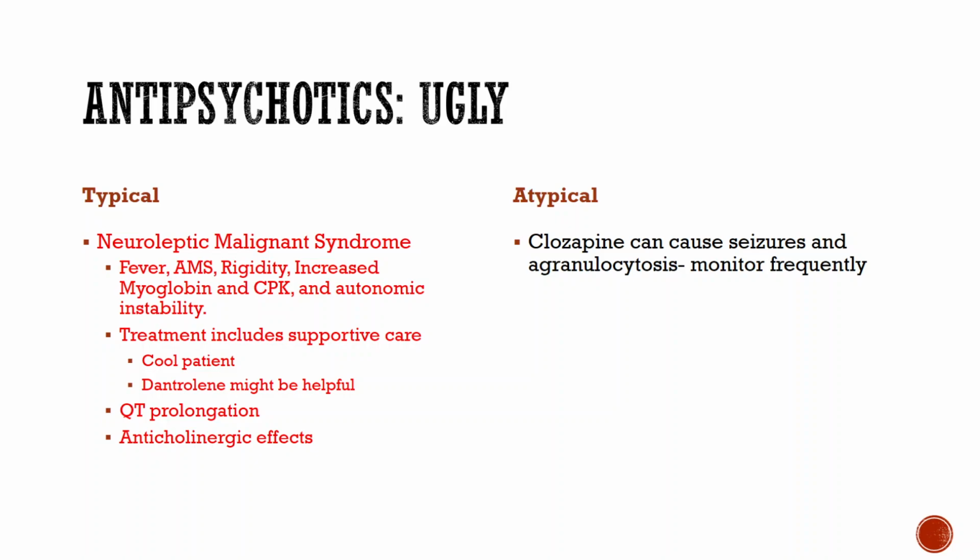And then we had talked about that QT prolongation, and the patient can have some pretty significant anticholinergic effects as well. For our atypical uglies, we have that clozapine, which can cause seizures, and agranulocytosis, a lack of making those white blood cells. So the patient needs to be monitored frequently while they're taking clozapine.